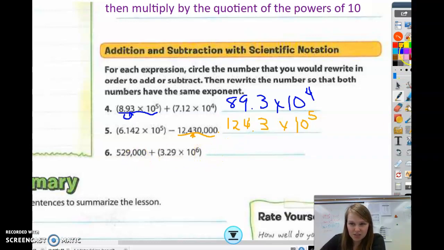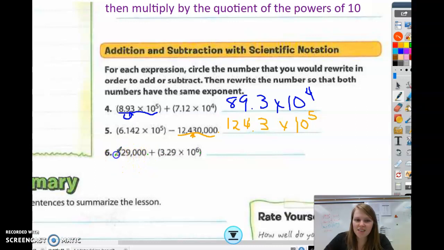So this one, let's do another one. Let's do green. So 5, okay, times, and this says times 10 to the 6th. So let's put them both into times 10 to the 6th power. So this guy, we know the decimal is here. We want it to be to the 6th power, so move it over. 1, 2, 3, 4, 5.